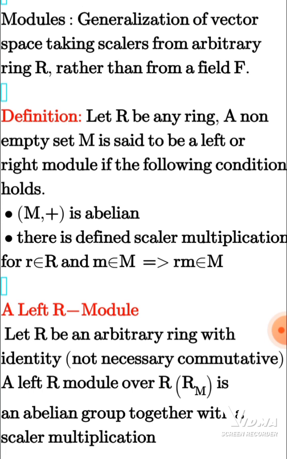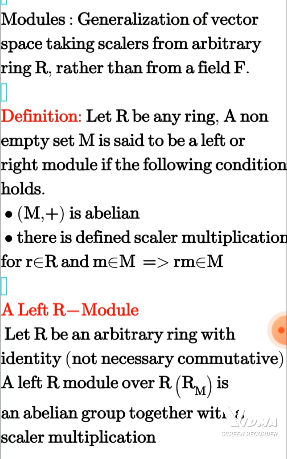But in this case, we are not considering the scalars to be from a field. Rather, we are taking the scalars to be from an arbitrary ring. Do you understand? So the scalars are from an arbitrary ring. Now, the general definition of modules is that, let R be any ring, and of course there must be a non-empty set M.